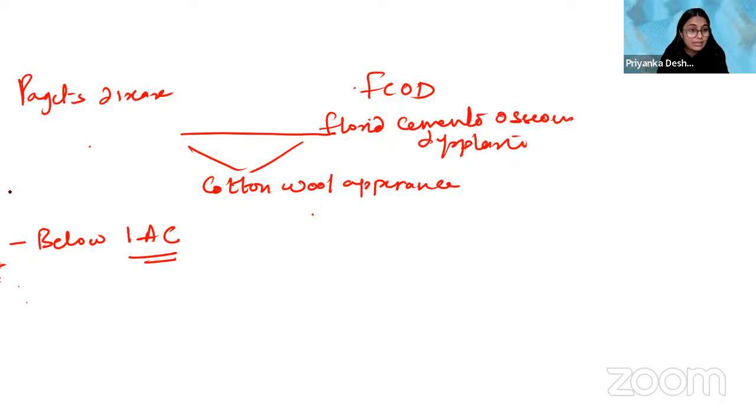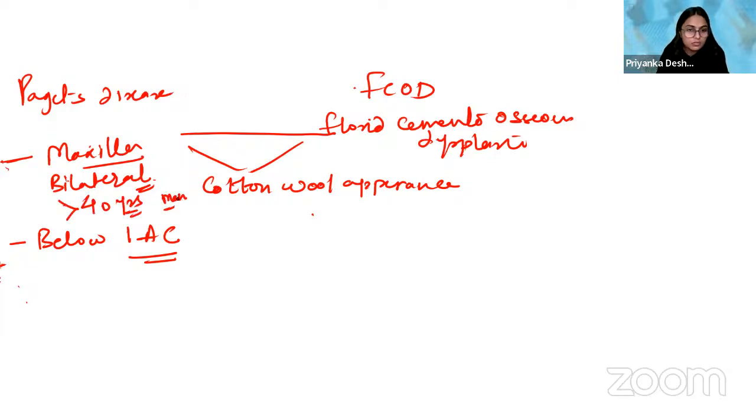But what is the common site? Maxilla. Paget's disease mostly affects the maxilla, and that too bilaterally. Men greater than 40 years of age are most commonly affected.